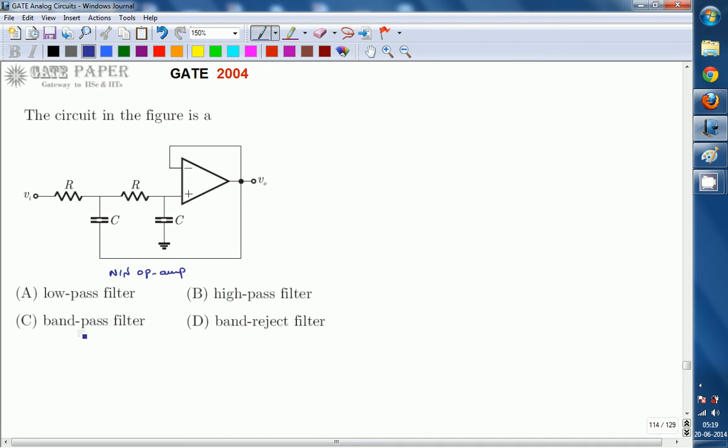Whenever the op-amp is used in non-inverting mode, we know the output equation is V0 = (1 + Rf/R1) times V+, where V+ is the voltage at the non-inverting terminal. So identify Rf and R1 for this circuit. Rf is the feedback resistance, and R1 is the resistance connected across the inverting terminal.